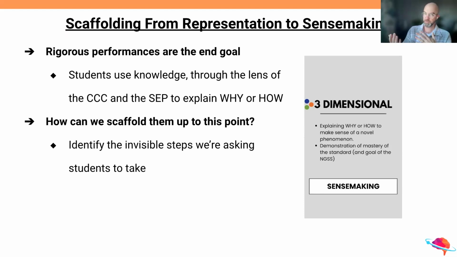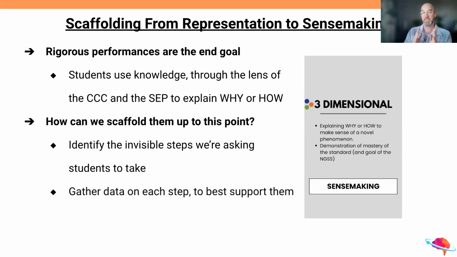Well, what I would like to propose is that we should identify some invisible steps that we're asking students to take. And we think about this through the lens of dimensionality. So what dimensions, not what depth of knowledge necessarily, and what complexity of task are we asking them, but how much sense do they have to make of this phenomena in order to answer these questions? And we also want to find ways that we can gather data on each step to best support those kiddos.